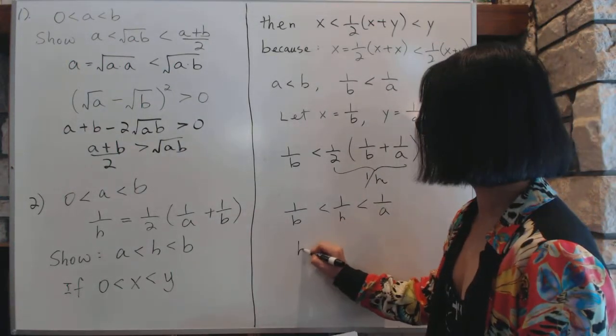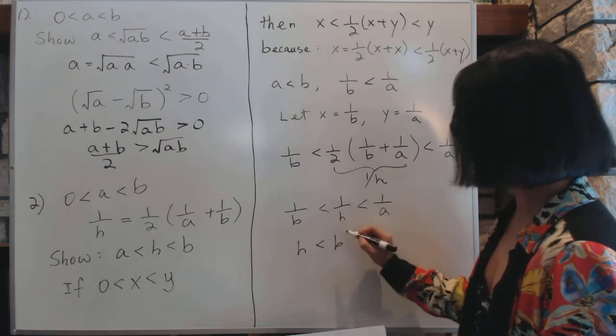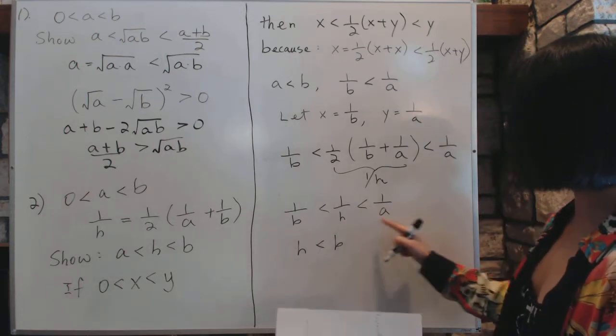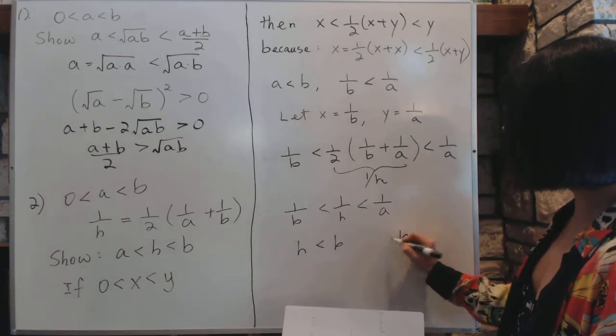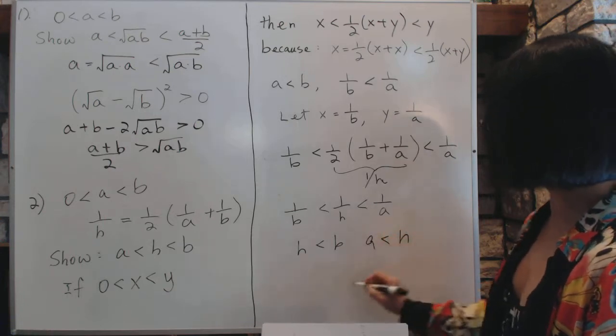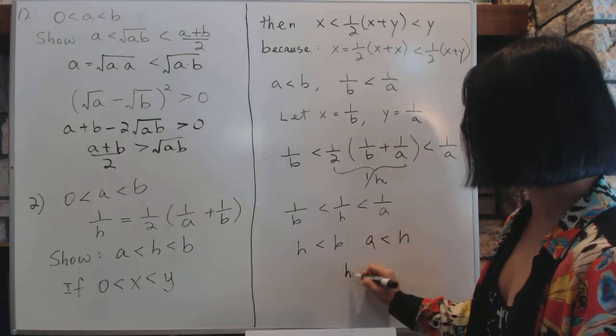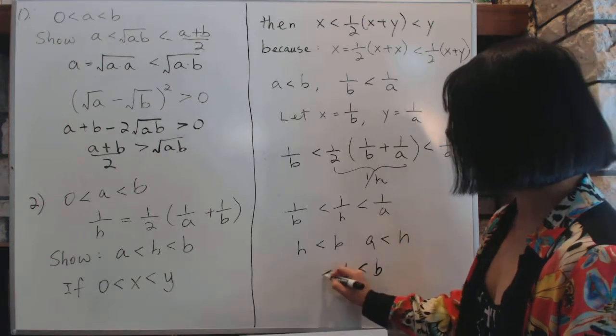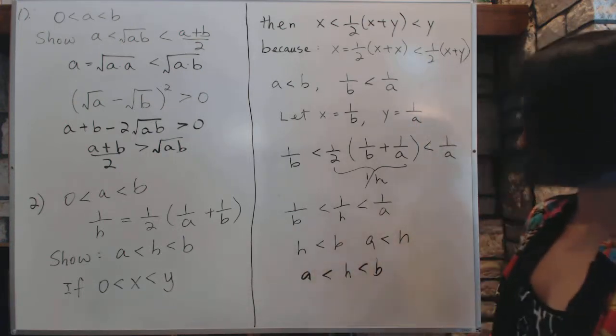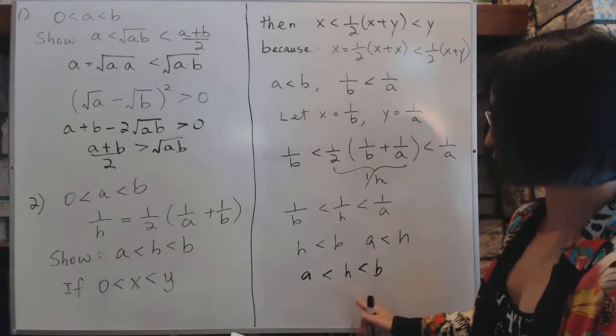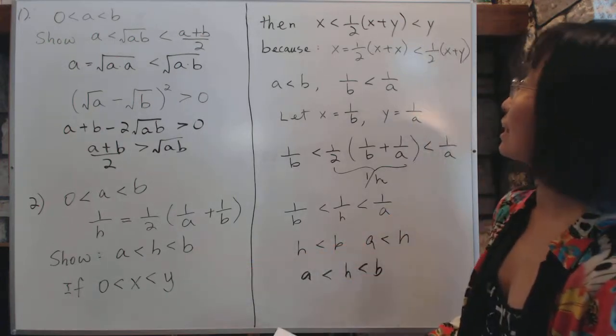So we get h is less than b from this part of the inequality, and from here we get h is bigger than a. So together we have h is between b and a. And that is exactly what we're trying to prove. And that comes out quite nicely.